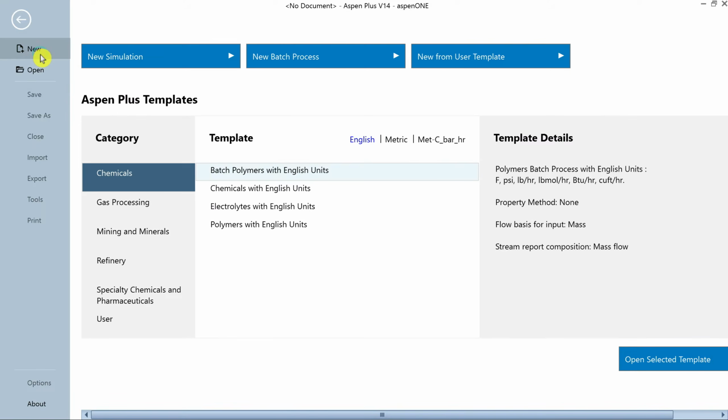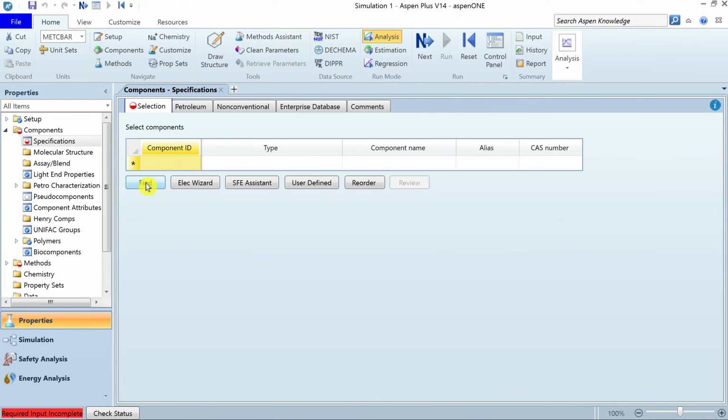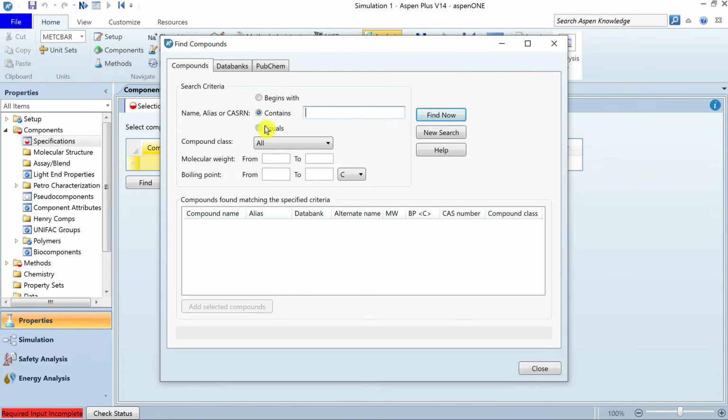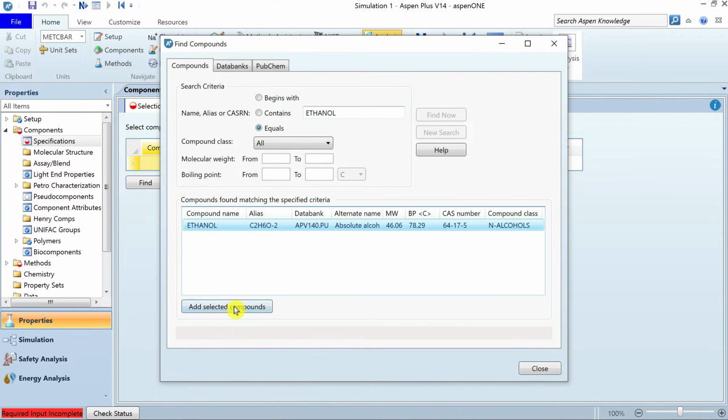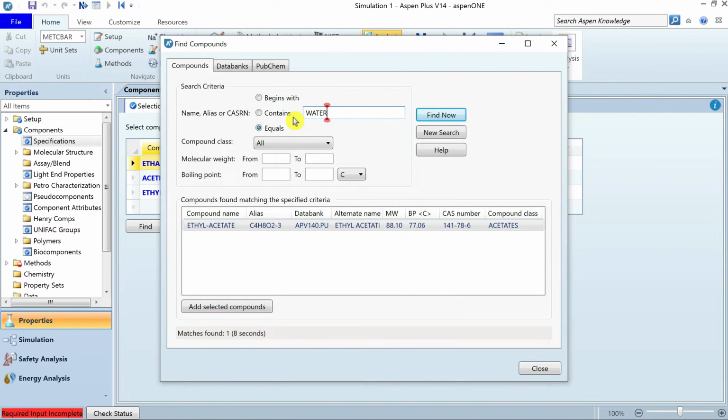Let's open a new simulation without any default template. Add the components using the find search option. Put the search criteria equal to the component name. The first component is ethanol. Add this component to the selected components. Add acetic acid. Add ethyl acetate and water.